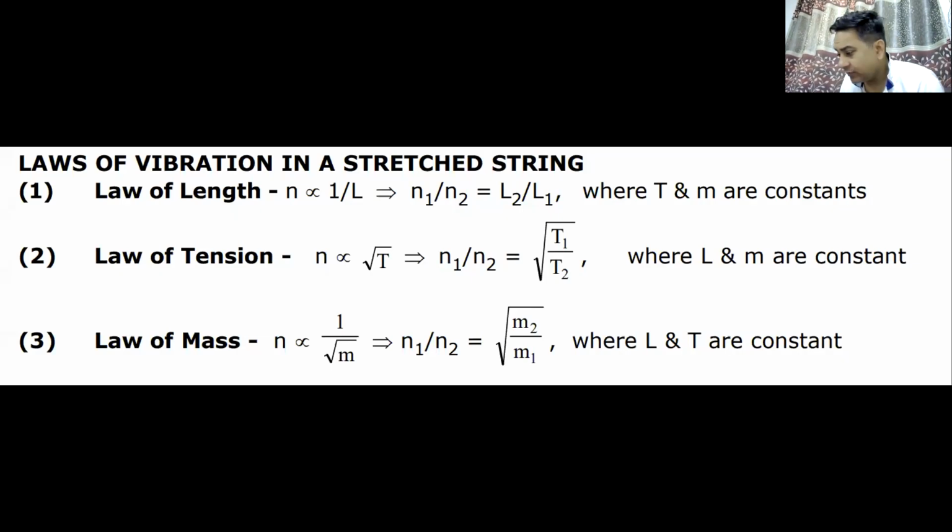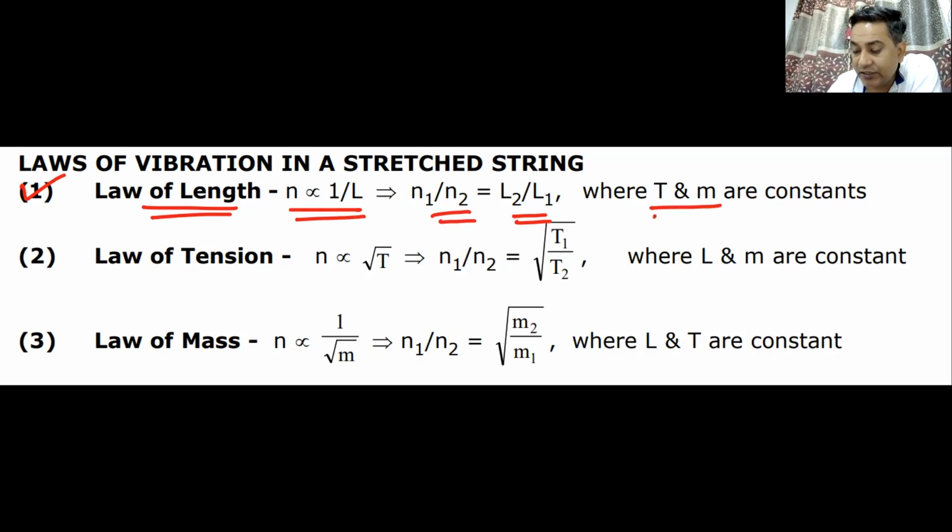We have seen the formula for frequency of a standing wave produced in a string. These are the laws that you must remember. We have seen the formula of frequency is 1 by 2L root over T by M. So comes the first law, which is known as the law of length. Frequency F or N is inversely proportional to length. N1 by N2 will be L2 by L1, if tension and mass per unit length are constant. Do we understand this?